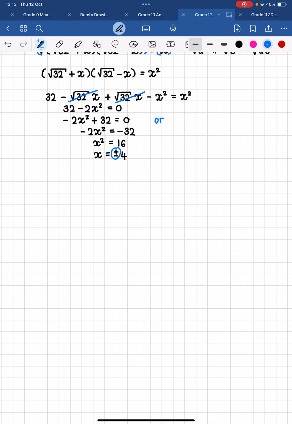Let's divide through by negative 2, because then we're going to get positive x squared. Negative 2x squared divided by negative 2 is x squared. What is positive 32 divided by negative 2? Negative 16. This is a difference of two squares, so we can factorize this. We're going to say we have two brackets. We put the square roots in those brackets. So the square root of x squared is x. We put a plus in the first one. The square root of 16 is 4. And then our other bracket has to be x minus 4.